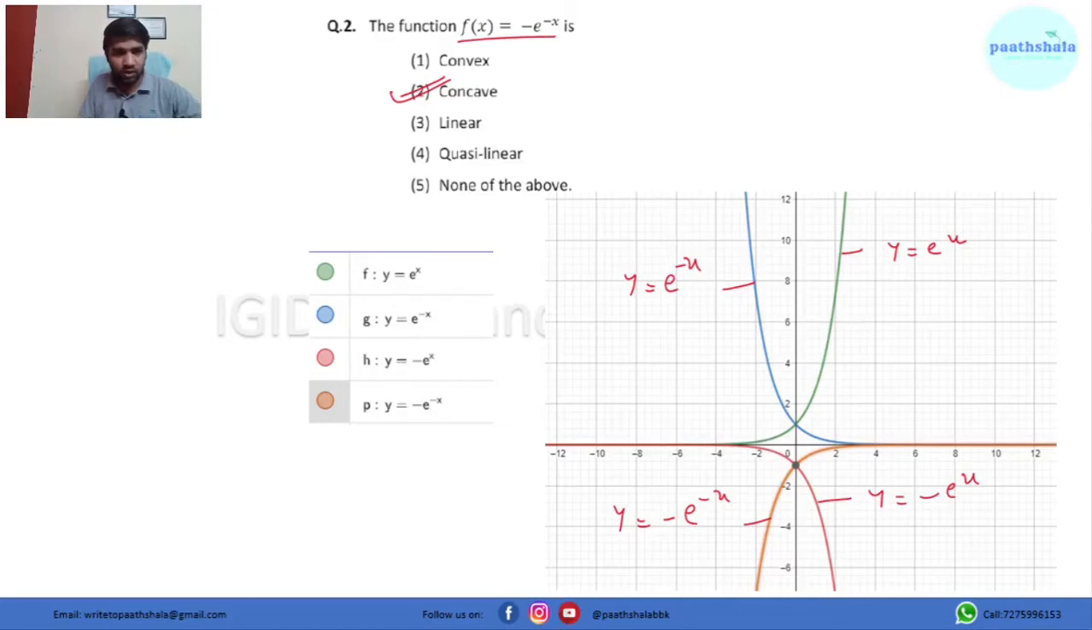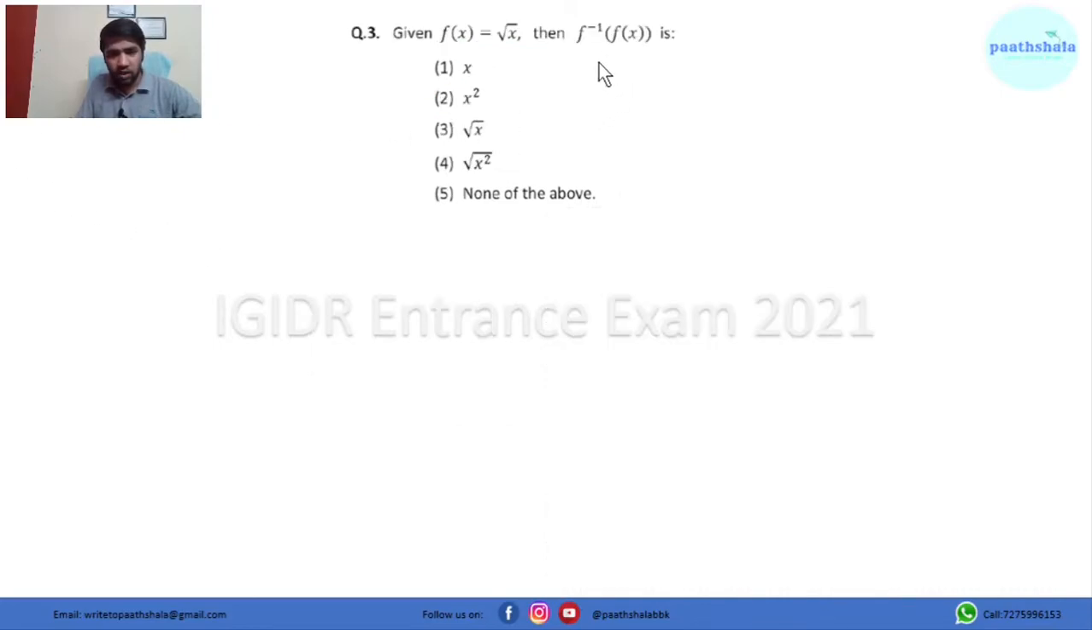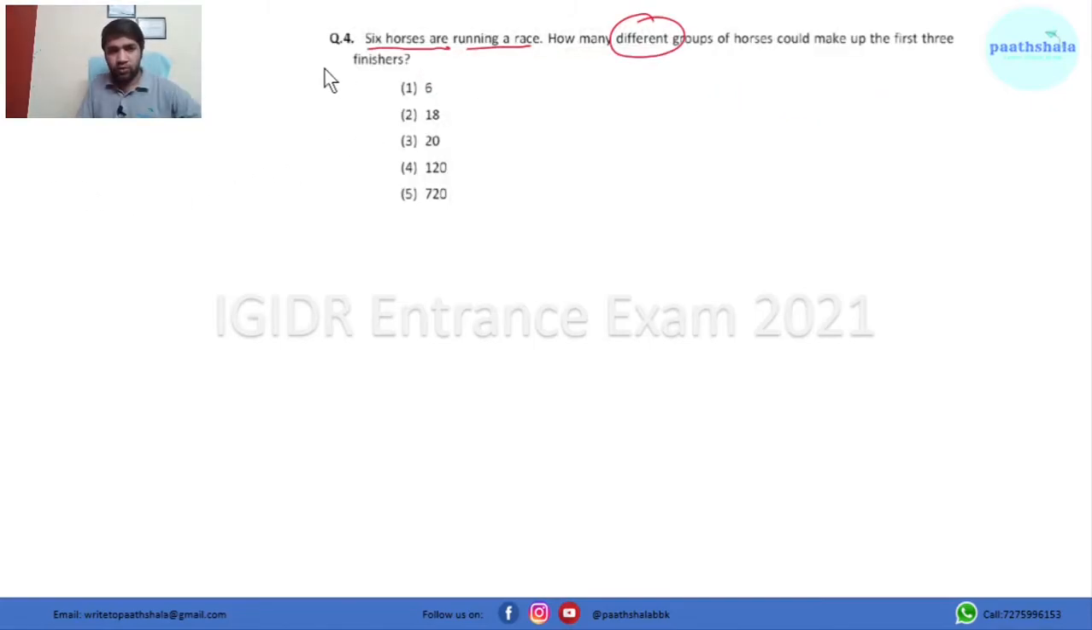Now let's move to the next question. Here in this question, it is asking about f inverse of f(x), given this. We know that f inverse of f(x) will come out to be x, irrespective of whatever the function is. So we don't need to solve it here. We can simply mark it x. Okay. Now let's move to the next question.